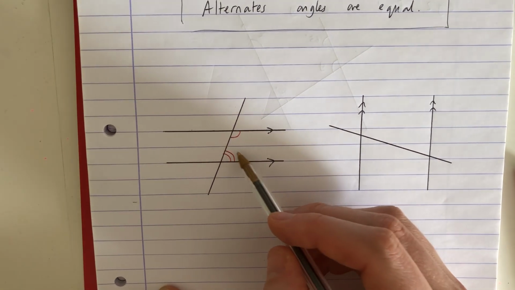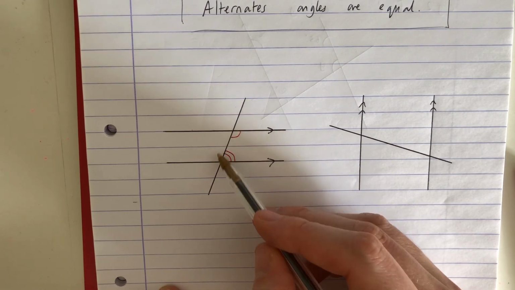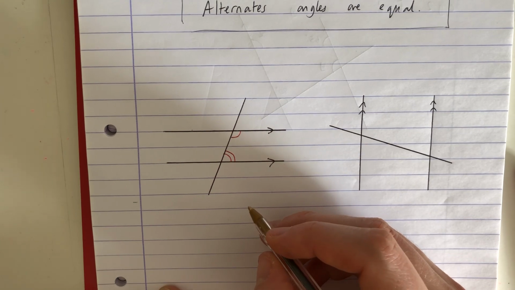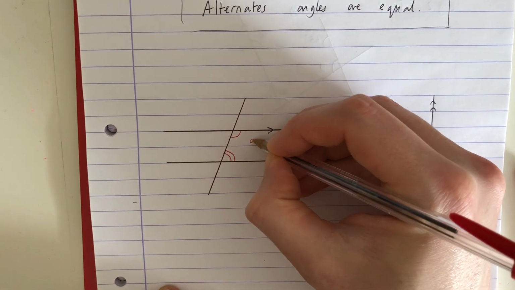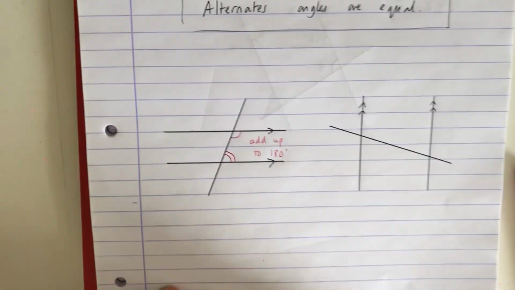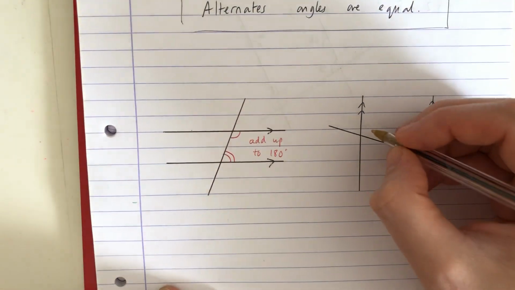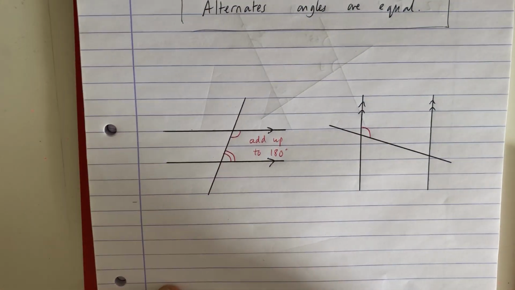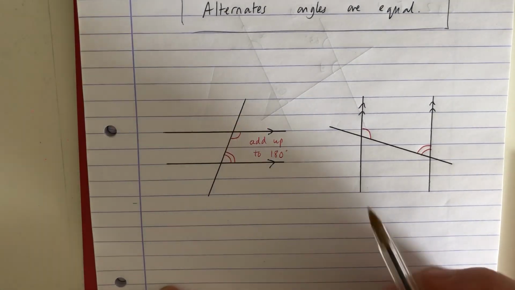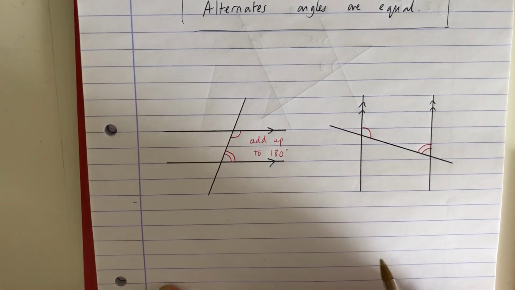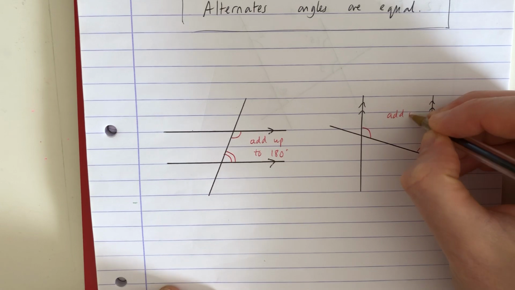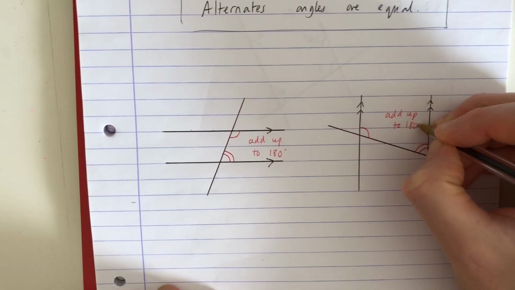So these angles are not the same. But if you work that out on a protractor, and you work this one out on a protractor, they always add up to 180. Okay, so these add up to 180 degrees. On this diagram, that angle if you measured it, that angle if you measured it, that one's obtuse, that one's acute, there's no way they could be the same. But if you added them up, they add up to 180 degrees.